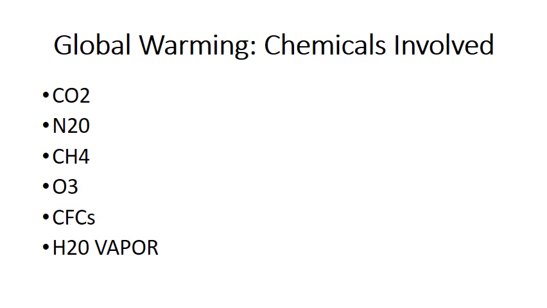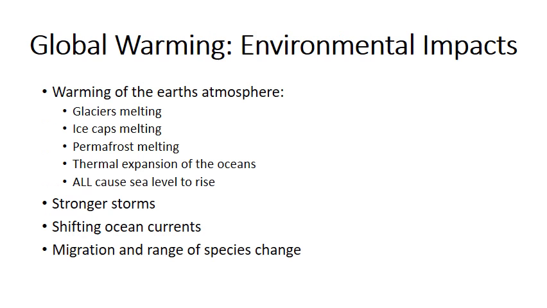Okay, chemicals involved: carbon dioxide, nitrous oxide, methane. CH4, methane, is the most potent greenhouse gas, whereas carbon dioxide is the most abundant greenhouse gas other than water vapor. But carbon dioxide is the more anthropogenic source of global warming.